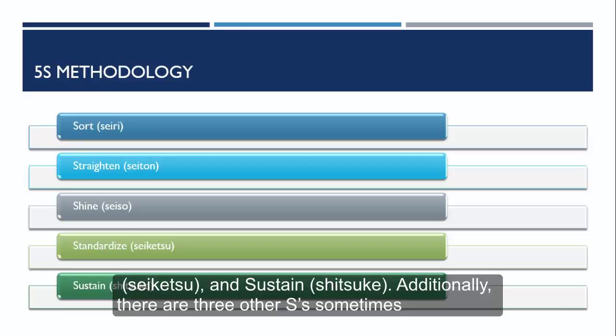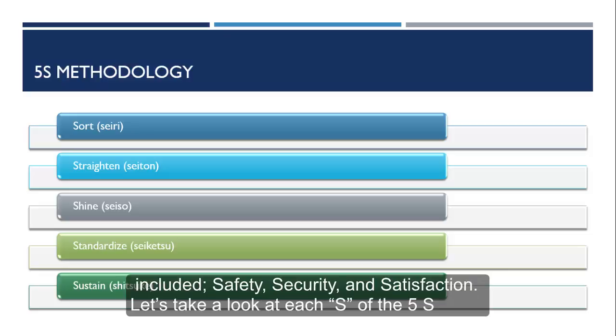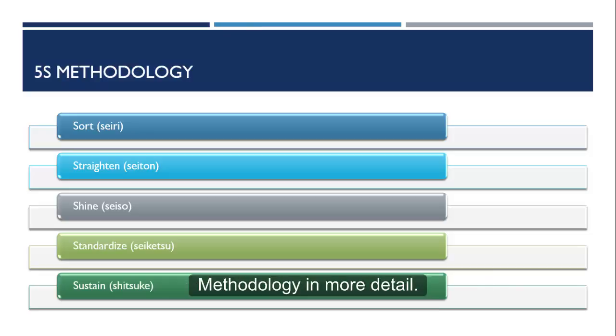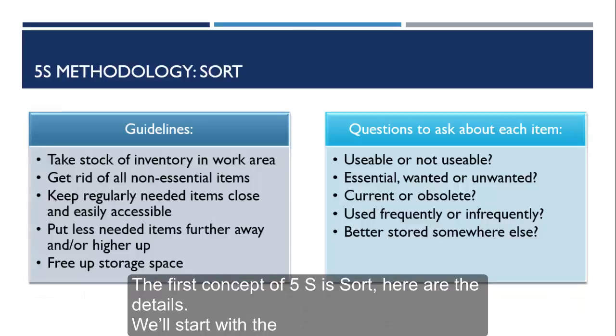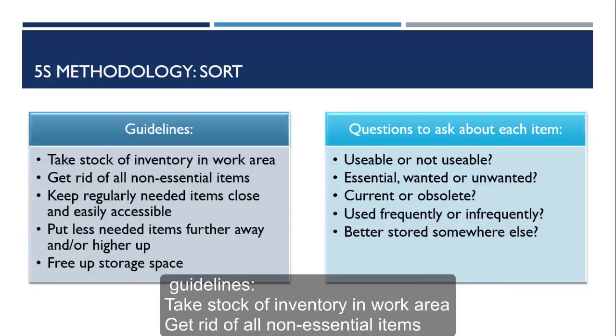Additionally, there are 3 other S's sometimes included: safety, security, and satisfaction. Let's take a look at each S of the 5S methodology in more detail. The first concept of 5S is sort. Here are the details. Let's start with the guidelines.